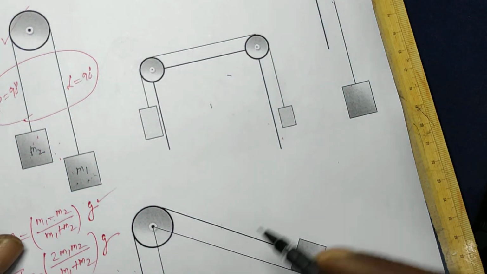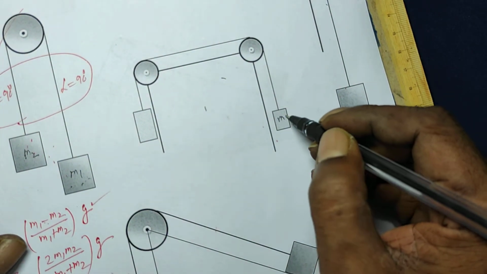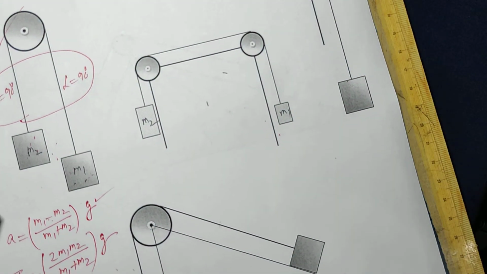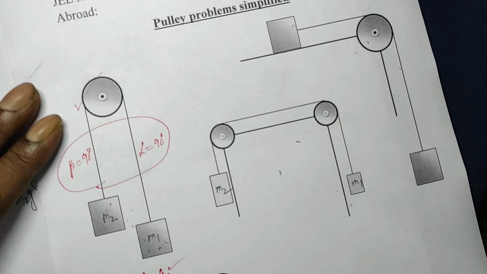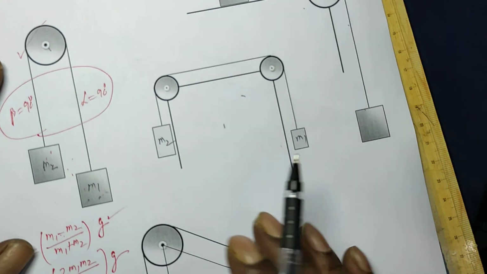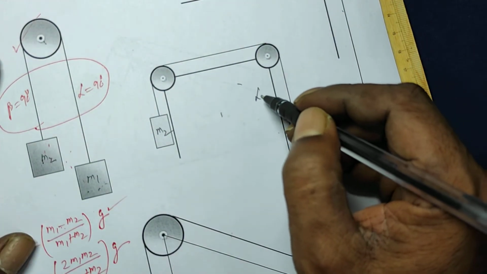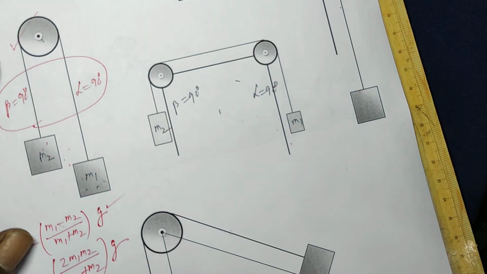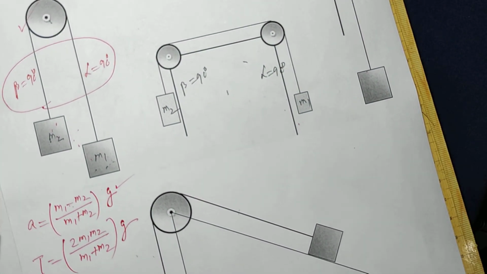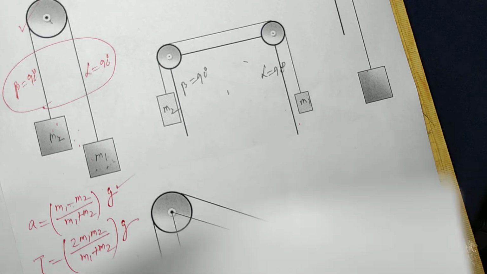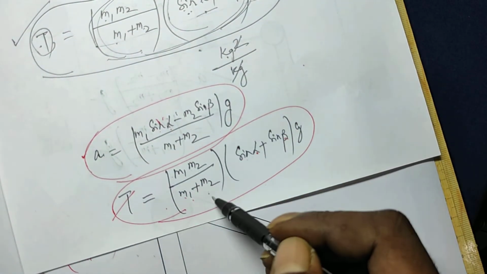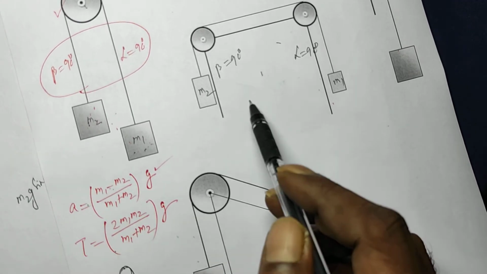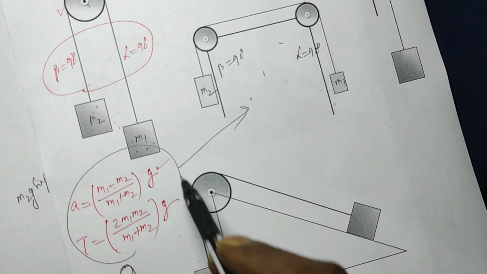Let us come here first. This is also M1, this is also M2, and both are hanging vertically down. It doesn't matter whether it is a single pulley or like this. So for this system, your alpha is equal to 90 and your beta is equal to 90. By putting alpha equal to 90 and beta equal to 90 in this expression, your expression for A and T for this system also remains the same as this.